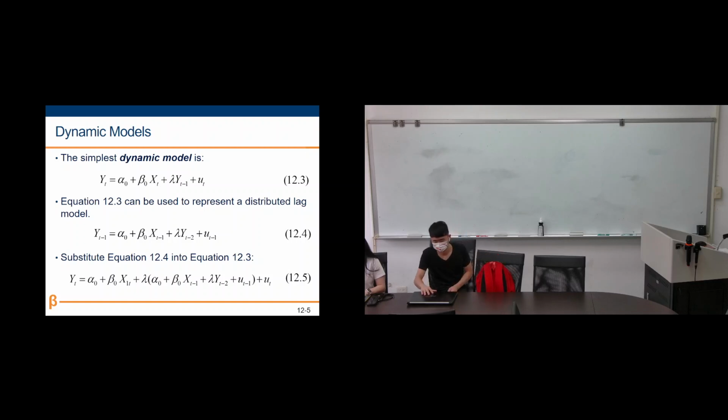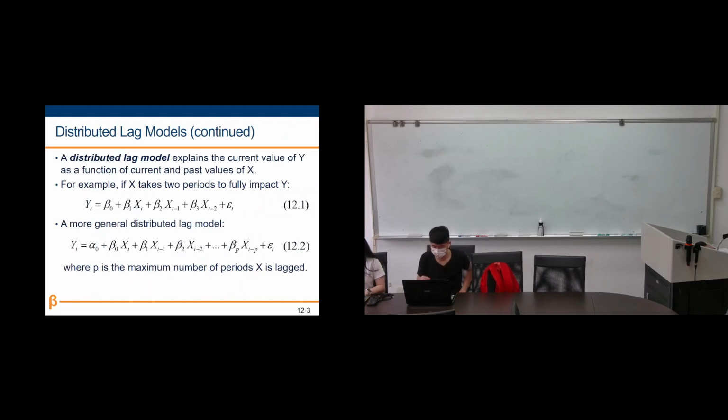Now I'm going to continue what we have learned here. Since the dynamic model can also be expressed as a distributed lag model, let me go back to the distributed lag model and talk about the other issue, which is Granger causality. This is section 12.4. Why are we thinking about this one? Let's see equation 12.2.